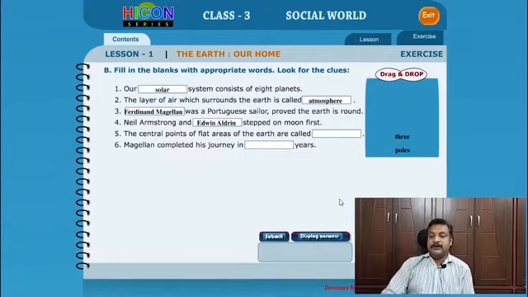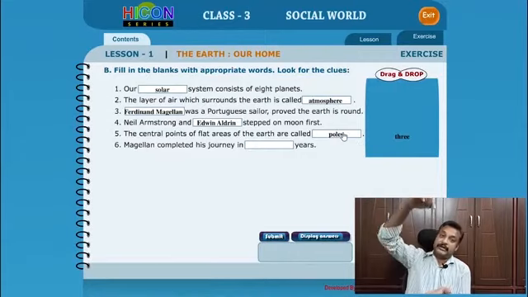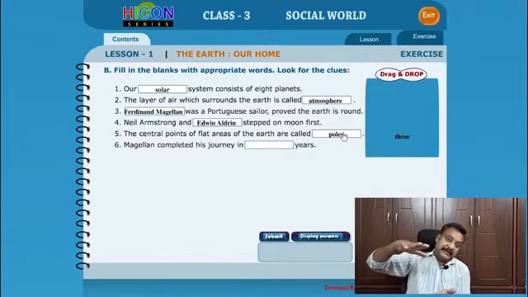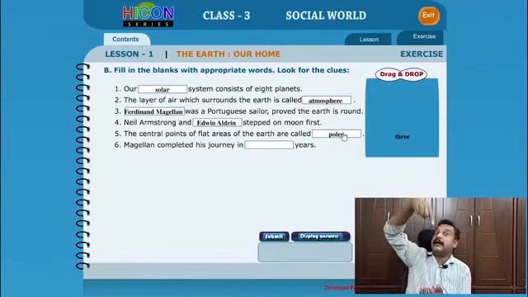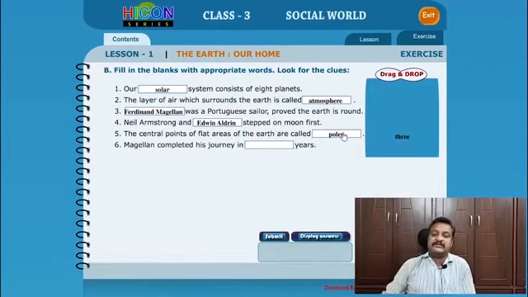The central points of flat areas of the earth are called the poles. The center points and the flat area, through which the axis passes actually. So that area is called the poles.